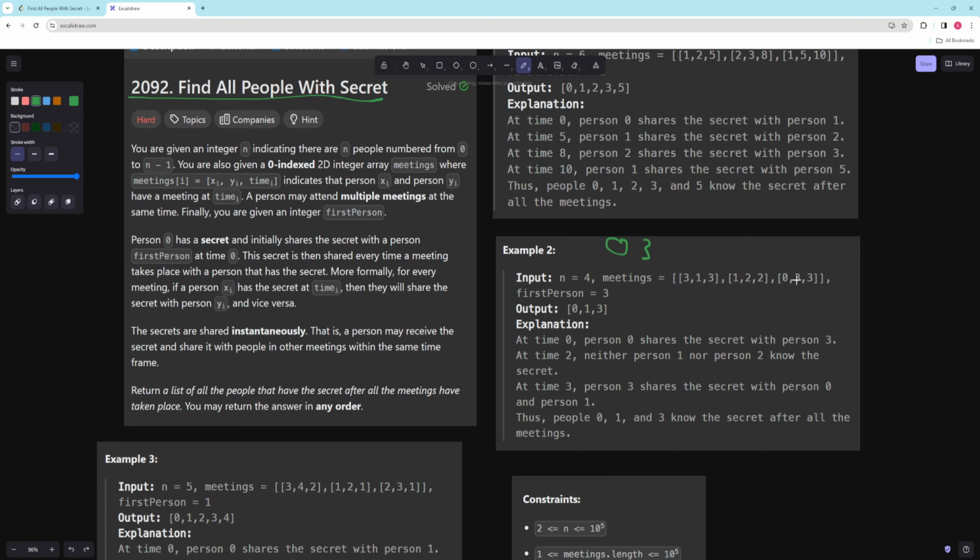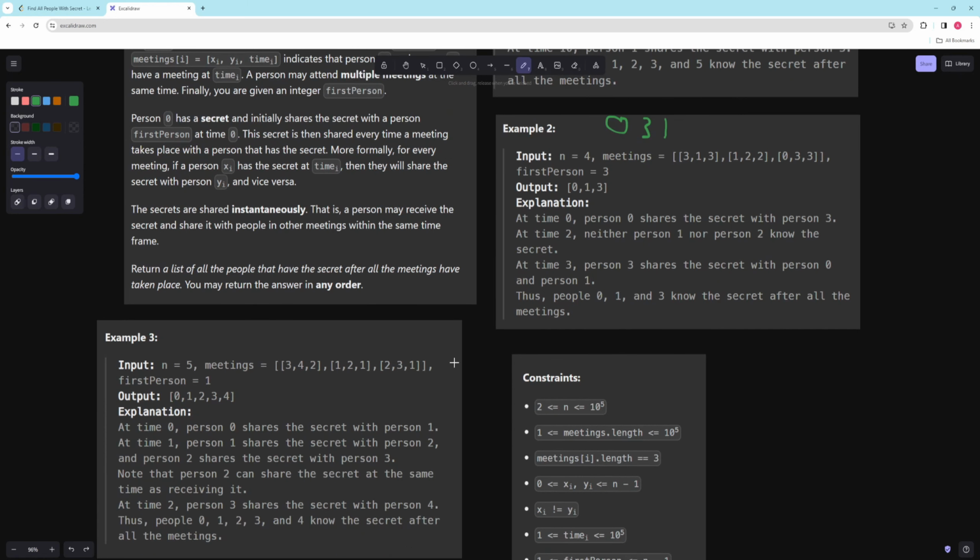Then at time 3, person 0 and 3 meet, and person 3 and 1 meet. So 0 and 3 meet, but they already met before, so they already both know the secret, so this doesn't matter either. And then 3 and 1 meet, so 3 will tell 1 the secret, so you want to return 0, 1, 3, or 0, 3, 1, or so on. Let's look at the last example.